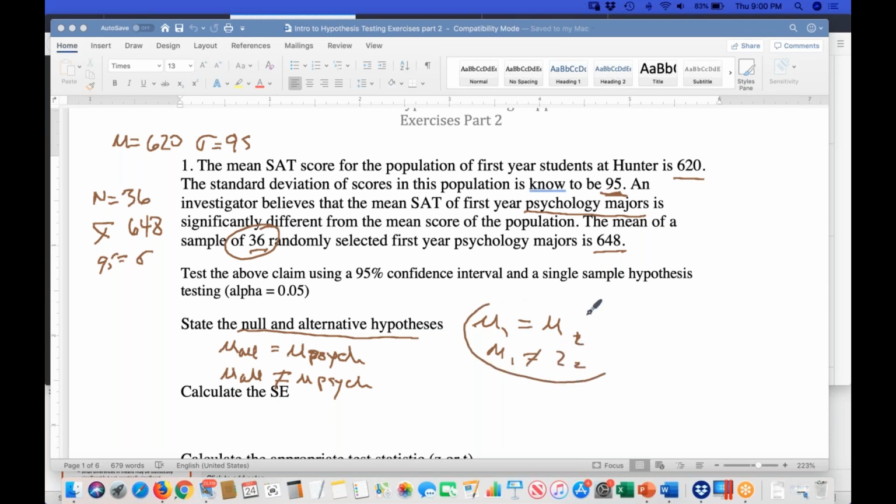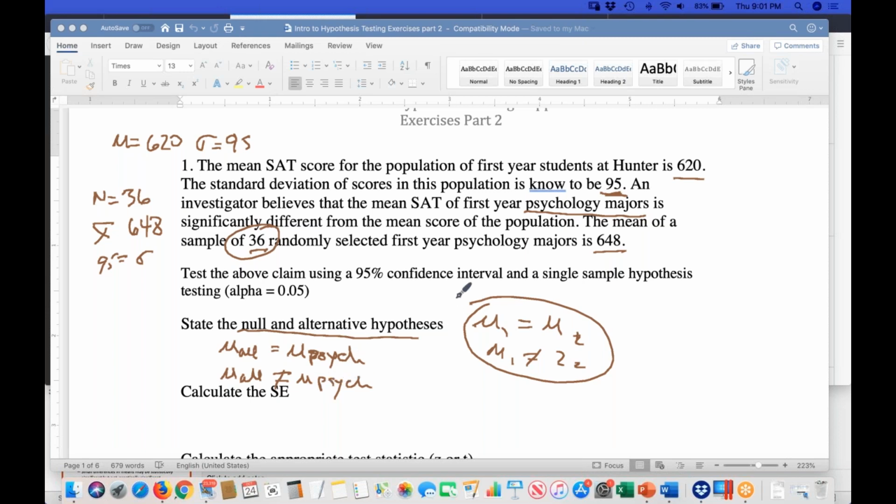This is a two-sided hypothesis. We're not predicting ahead of time whether one is larger than the other. We're just trying to predict whether they're different, right? So we didn't put a less than or greater than in the alternative. So our alternative hypothesis is that the means are not the same.